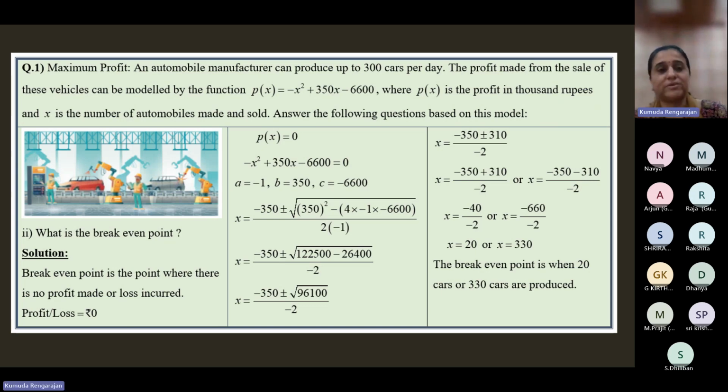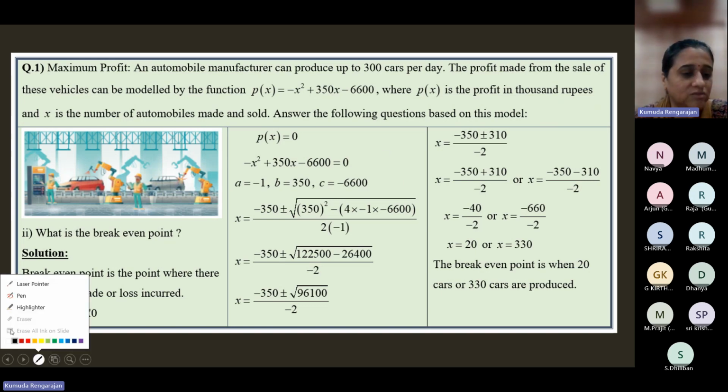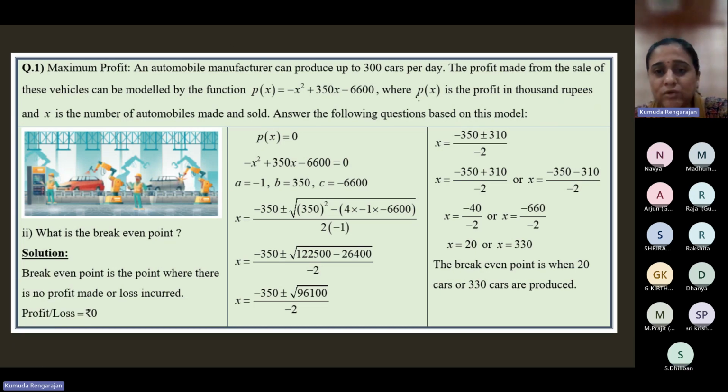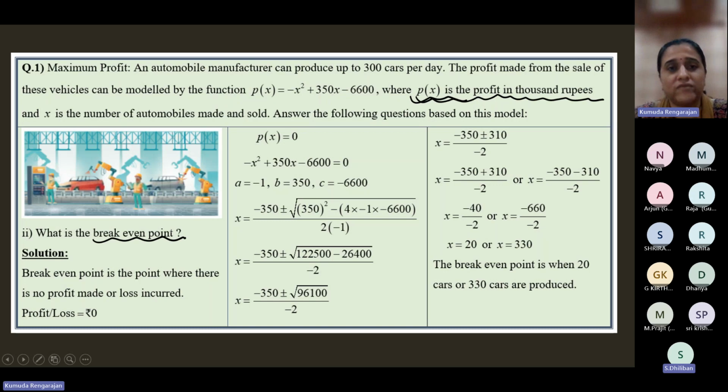So now what represents profit or loss? P of X. That's what is defined in the question. P of X is the profit in thousands of rupees. So when they say break-even point, the profit or the loss is 0. No profit, no loss. What's your profit? 0. What's your loss? Nothing, 0. So whether it is profit or loss, it is 0. That means this one, which represents the profit or loss, is 0. This one, not X.